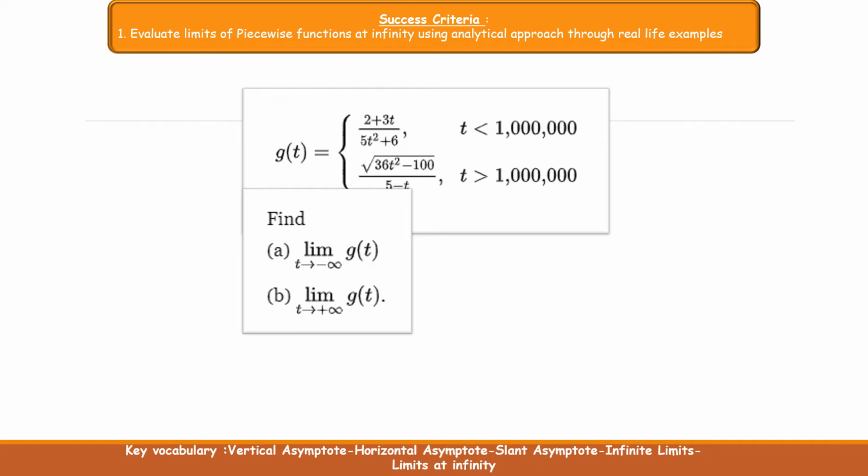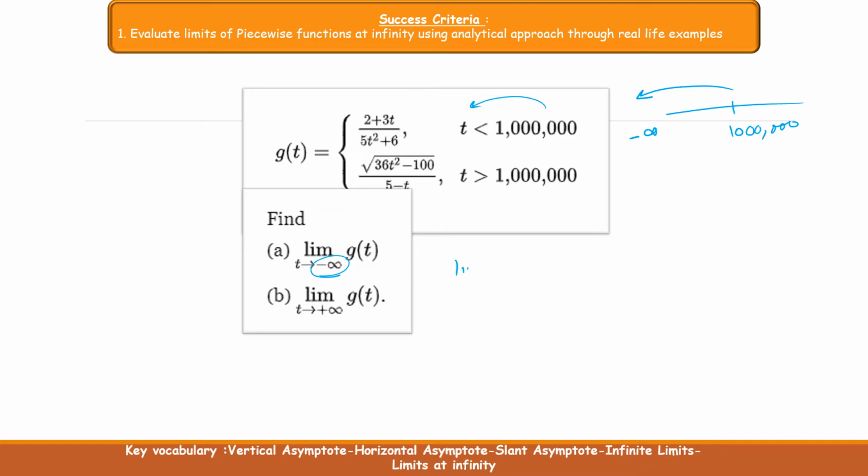So the question stays almost the same; the only thing is you have to understand. Here the limit as t approaches negative infinity. Negative infinity means t is less than 1000, right? Because on this side, if here it is 100,000, the numbers on the left hand side are reaching negative infinity. So we will take the first equation.